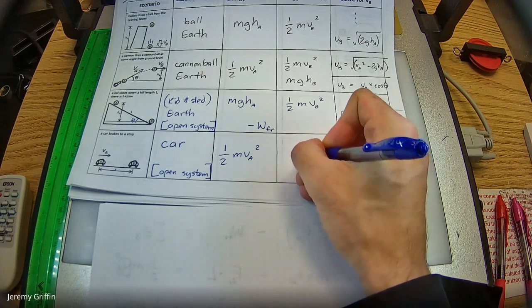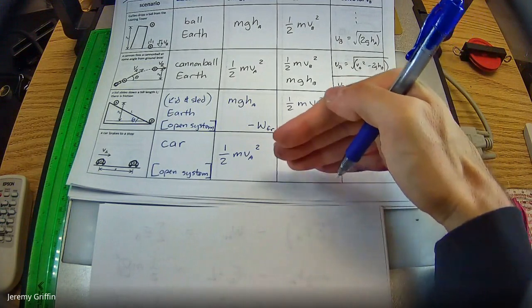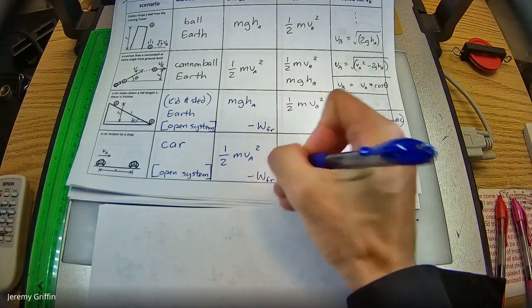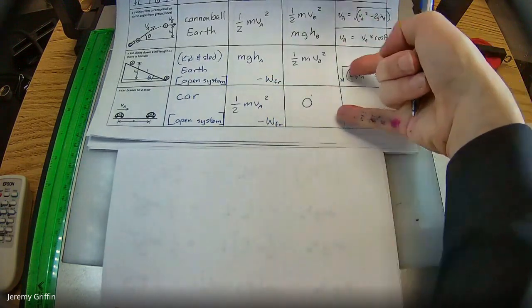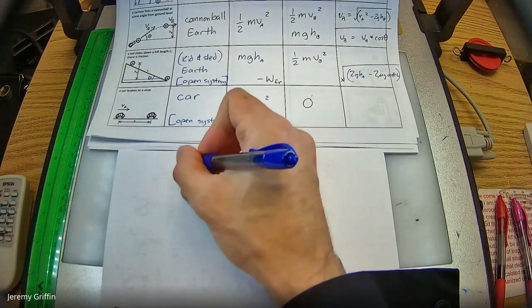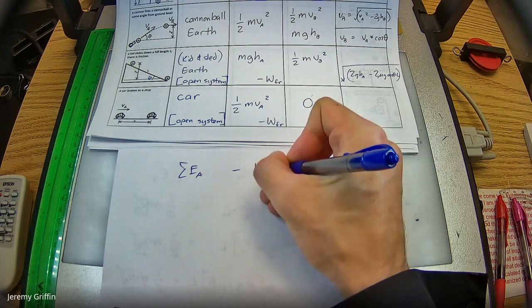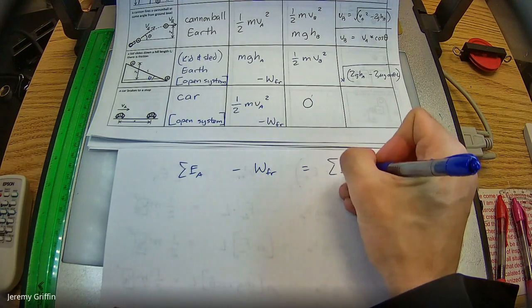Zero. And the same idea as before. The only way to get there is because there was negative work being done on the car by the friction force. So these are the only two open systems on this whole table. The sum of energy at point A minus the work done by friction leaves you with the sum of energy at point B, which happens to be 0 joules.